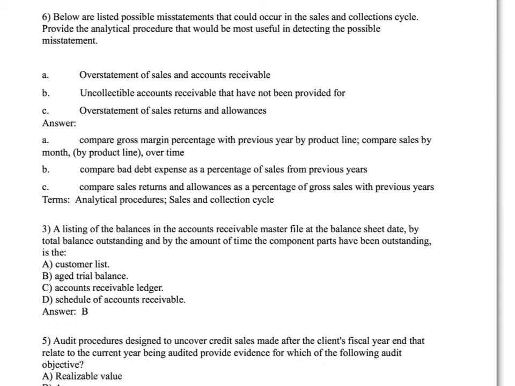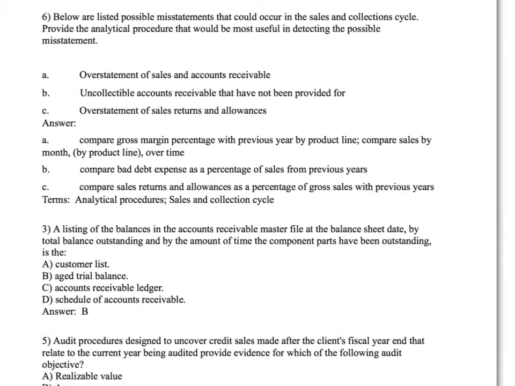Is the margin consistent? Are the sales pretty consistent by product? If not, why? This could be detecting an overstatement of sales. Uncollectible accounts receivable that have not been provided for, you're going to look at the bad debt expense as a percent of sales. Maybe you didn't book enough bad debt expense to cover these uncollectible accounts receivable that you have potentially sitting on the books.